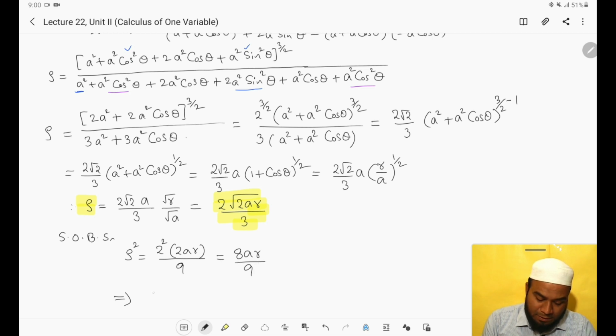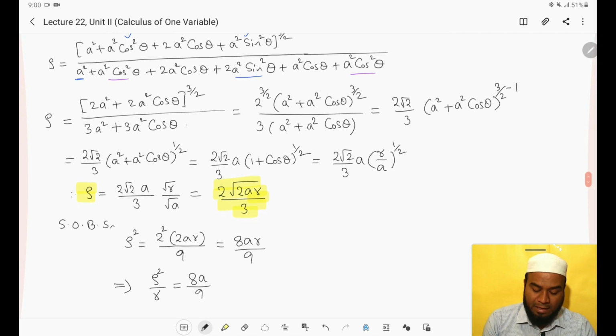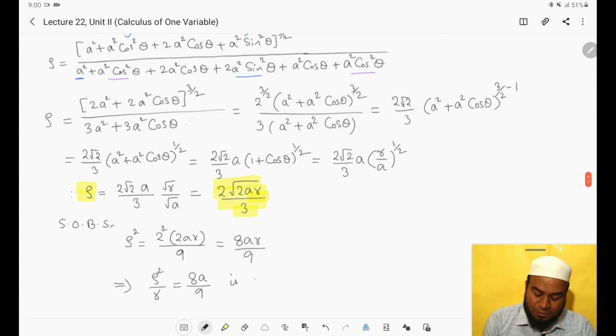So this implies rho square by r. What I am doing is, I am taking this r to this side. Then what will happen? Rho square by r is equal to 8a by 9. 8a by 9 is a constant, no? a is a constant, so 8a by 9 is a constant.